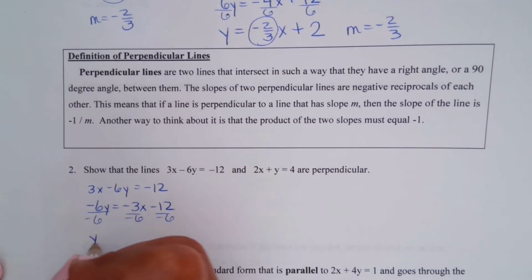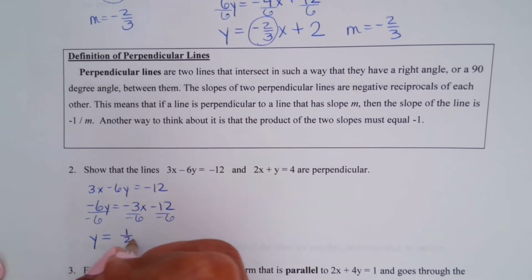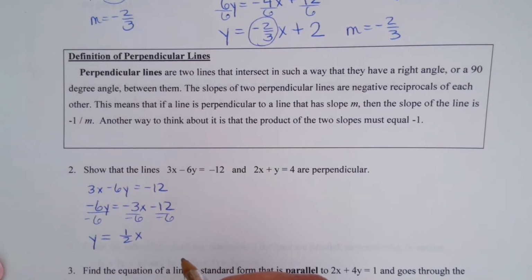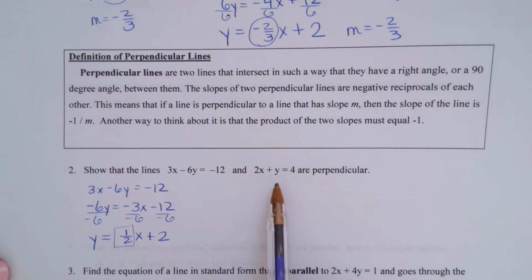So we end up with y equals negative 3 divided by negative 6 is 1/2 x. Negative 12 divided by negative 6 is a positive 2. So here's the slope of the first line. That means if this is 1/2, then the slope of this line has to be negative 2/1. So this slope has to be negative 2. If it's not negative 2, then they can't be perpendicular.